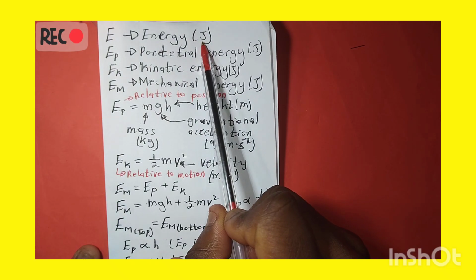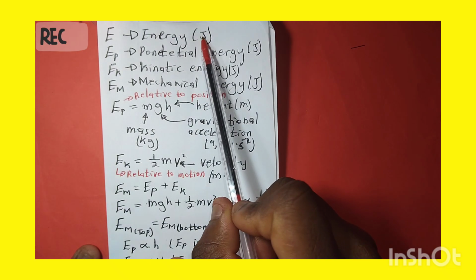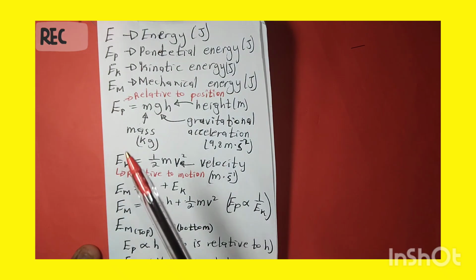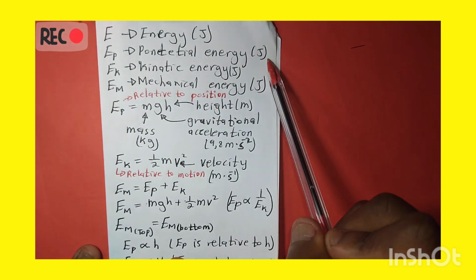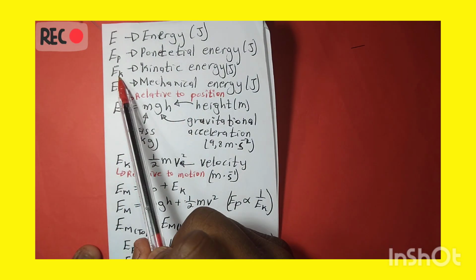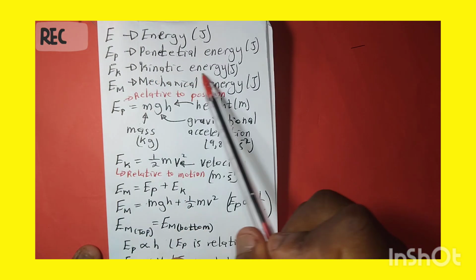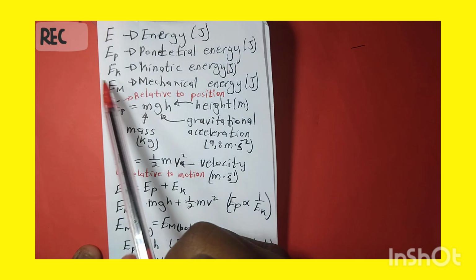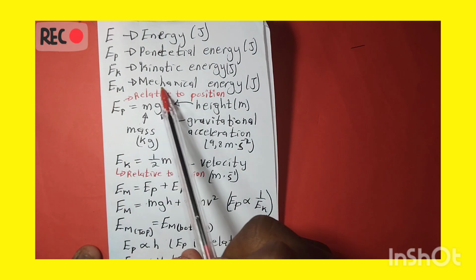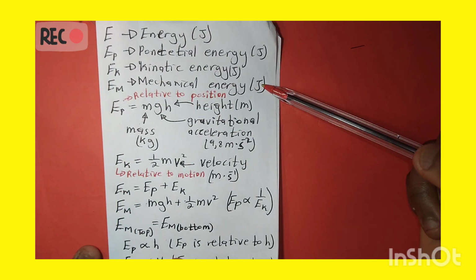And its unit is joules. We use J there, joules. If you see EP, it's potential energy. Still, we'll use joules. If you see EK, it's kinetic energy. Still, we are using joules there. Do you see? Then EM is mechanical energy, which is also in joules because it's energy, as you can see.